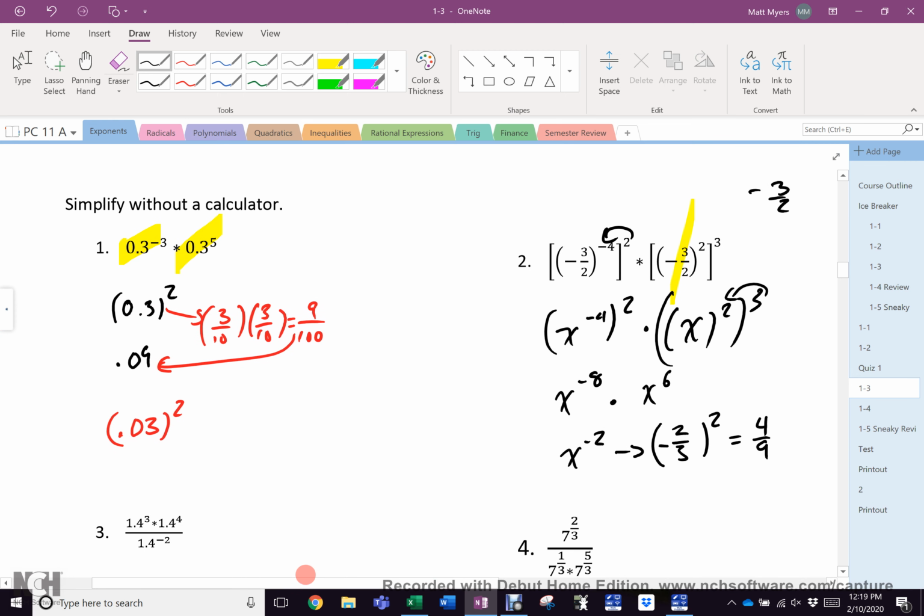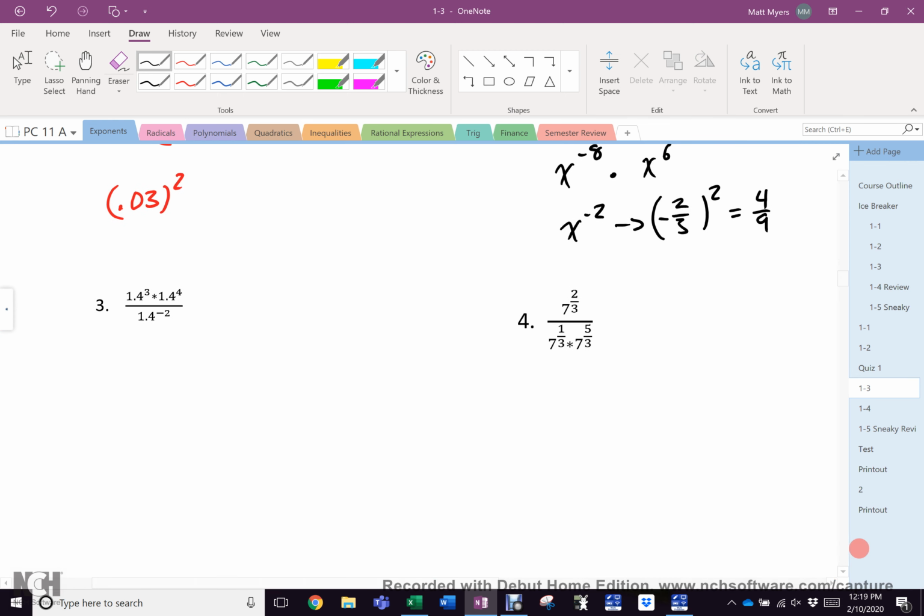All right. What's different on 3? It's division, but are all the bases the same? So even though they're ugly, we know what to do, yeah? What do I do up top? 1.4 to the 7th over 1.4 to the negative 2. Now what? 1.4 to the 9th. And because I'm not letting you use a calculator, that's your final answer. Everybody cool? Even on the test? Even on the test.